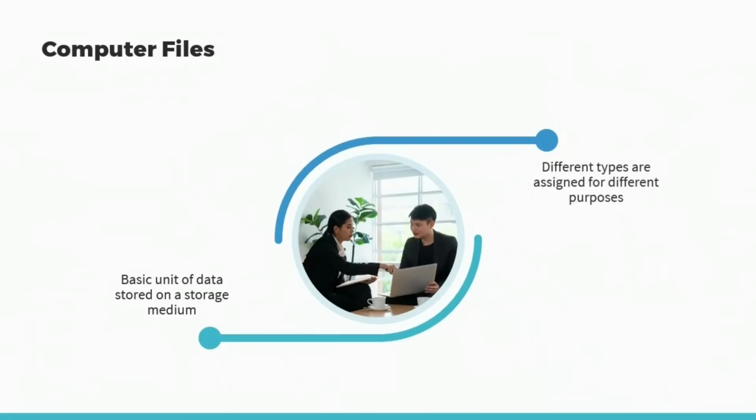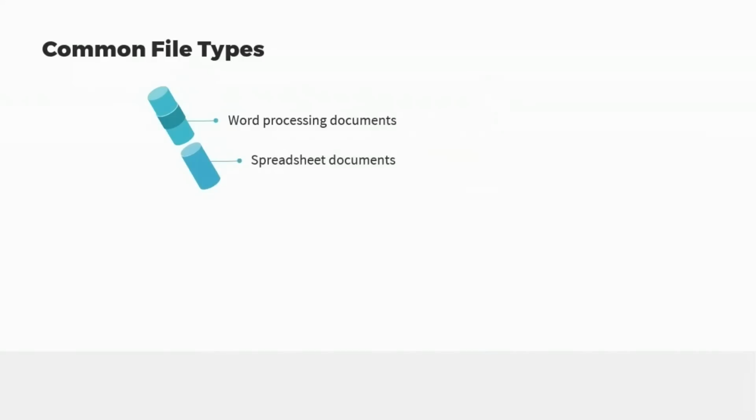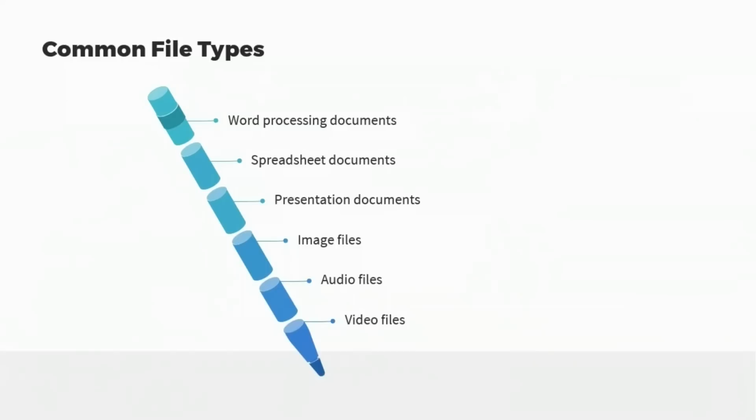Now, there are many different types of files, and each serves its own purpose, but the file types are generally indicative of the software application that was used to create the file in the first place, and/or other compatible applications that can be used to access it. Common examples of user file types include word processing documents, spreadsheet documents, presentation documents, such as the presentation that you're watching right now, image files, audio files, and video files.